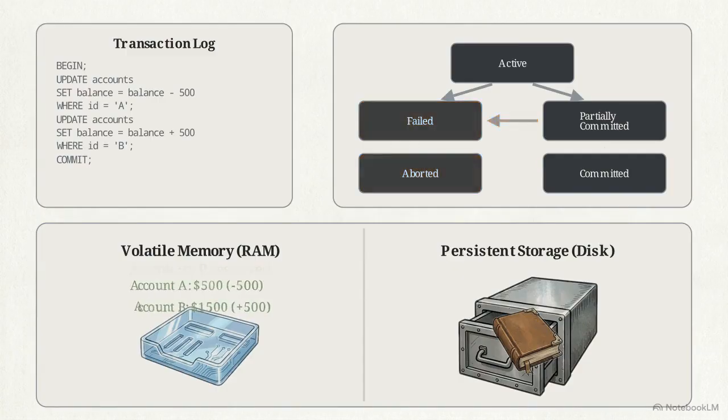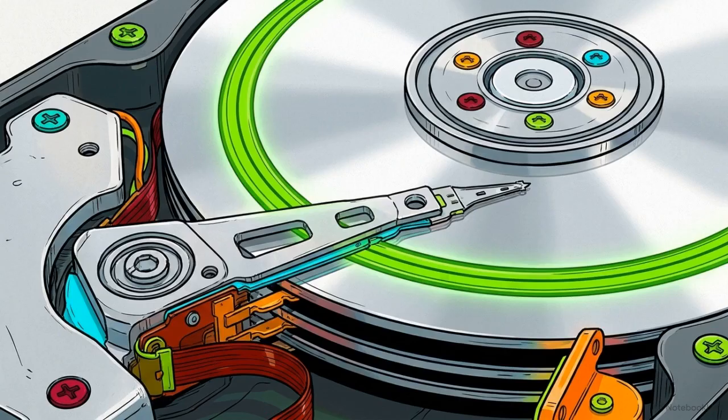Contrast this with the success path. The fsync command completes flawlessly, and the transaction record is secured on the persistent disk. The state machine crosses the threshold into the final committed state. Durability, the absolute guarantee of data survival, is achieved exclusively at this exact boundary. Everything prior is just an illusion of safety.